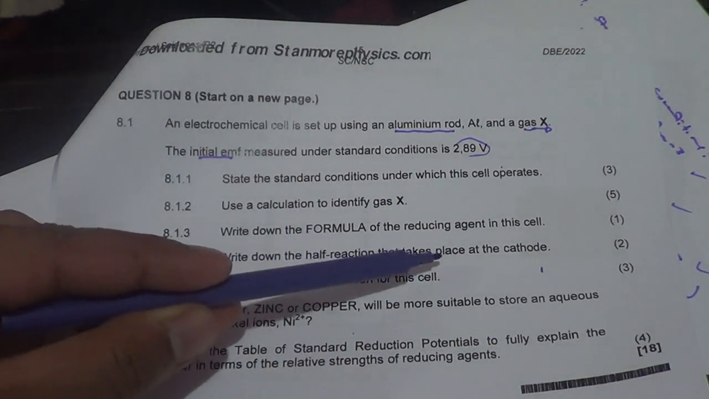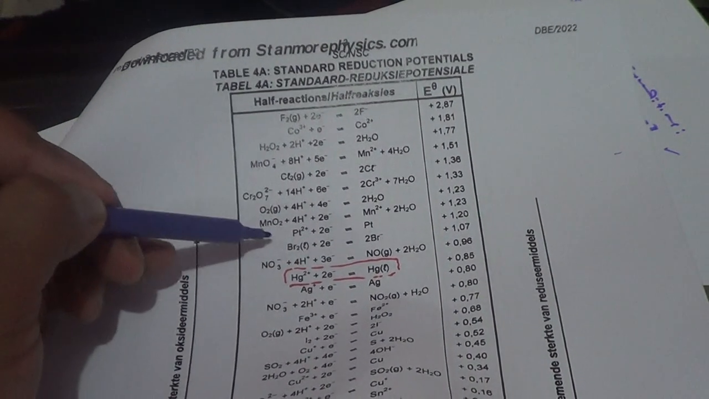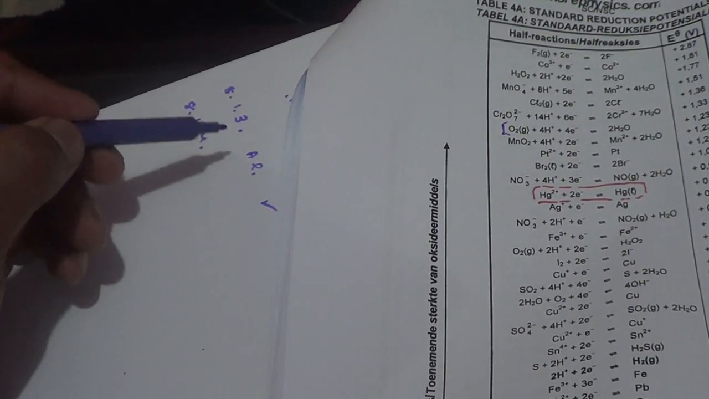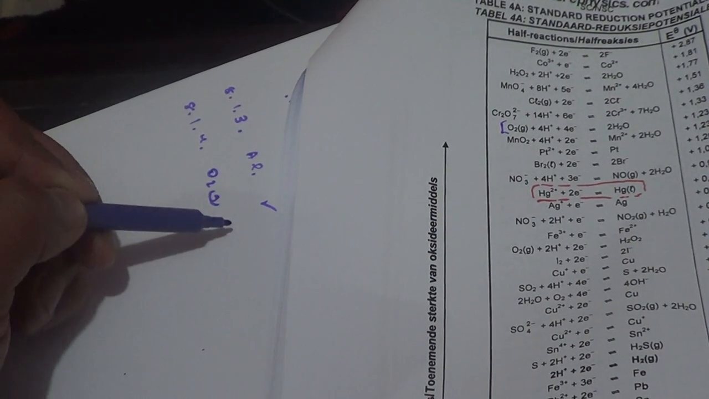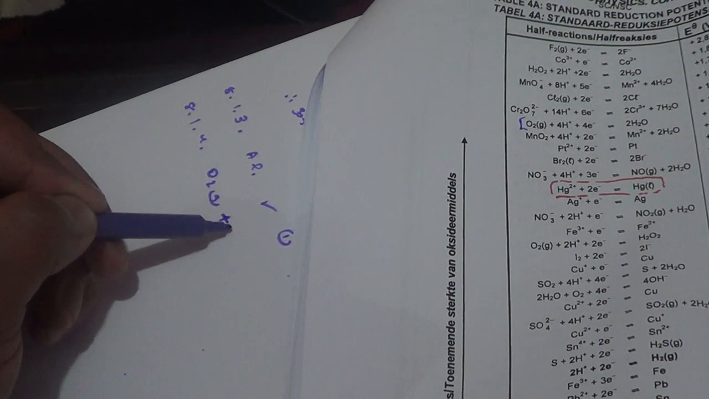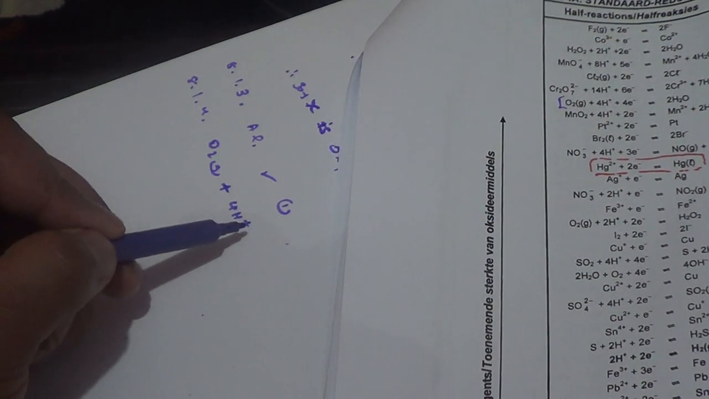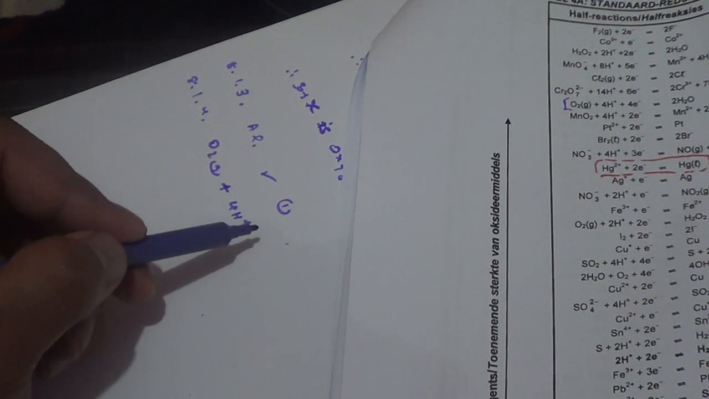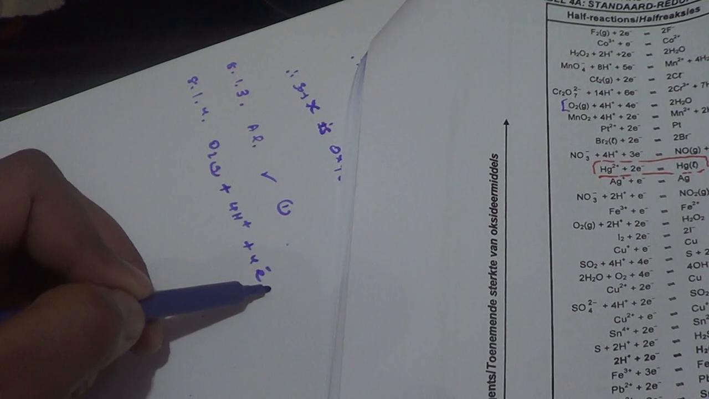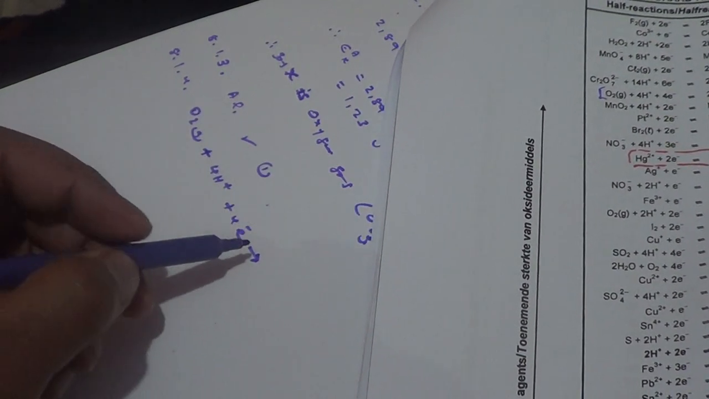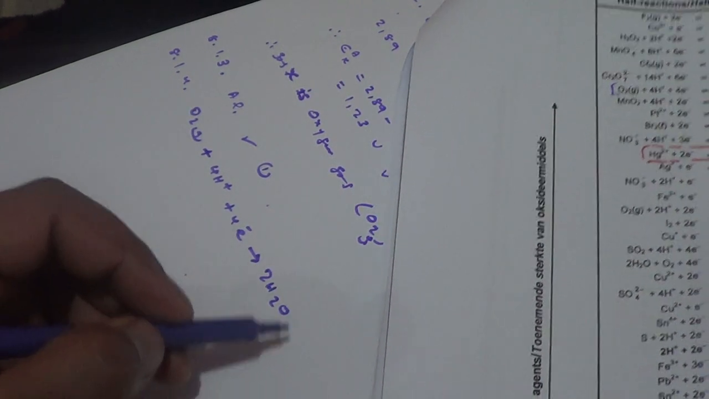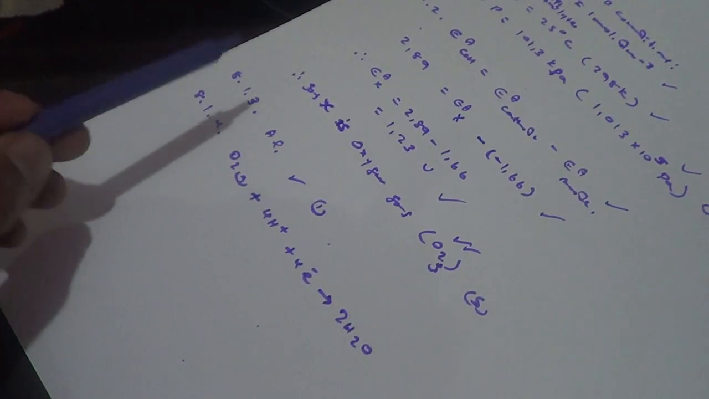8.1.4. It says write down the half reaction that takes place at the cathode. So cathode is oxidizing agent, right? So we identified that this gas is at play. So we write it from left to right, remember? So it's going to be O2 gas. You write it as it is written there. Don't write your own things. Plus 4 ions of hydrogen, so meaning this thing needs to be acidified. Plus 4 electrons. Don't have a backward arrow, it becomes wrong. 2H2O. That's it, because they said of the oxidizing agent.